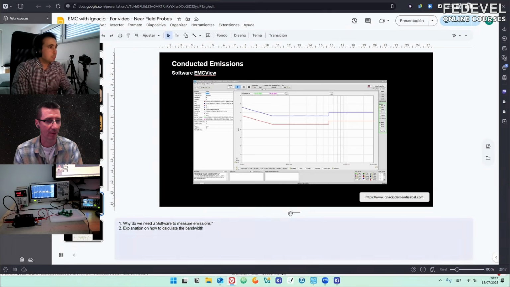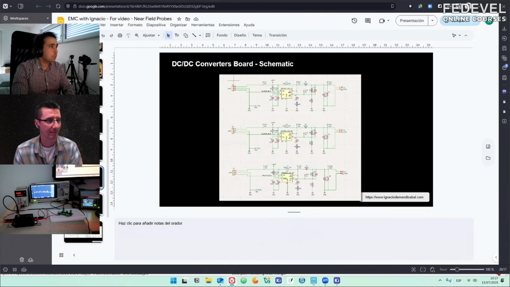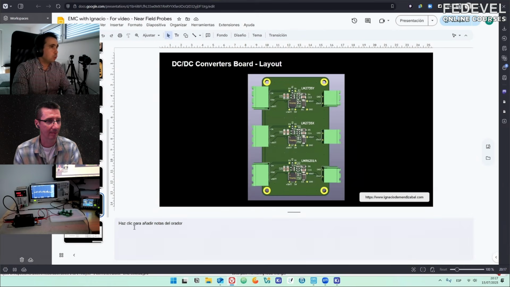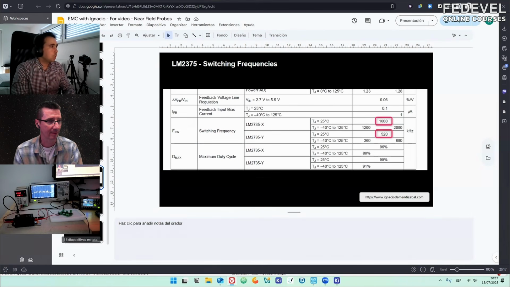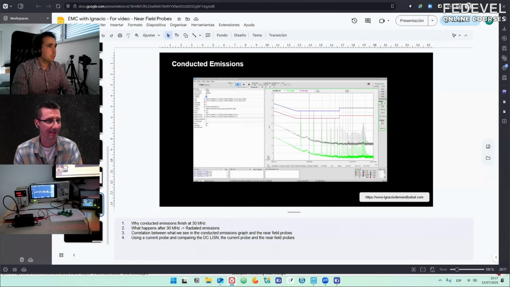This is what we were doing now. EMC view, so the schematic that we have seen, the board, the frequency sheet. We have even worse. Even worse. Yeah, this was the first measurement. Oh my God.